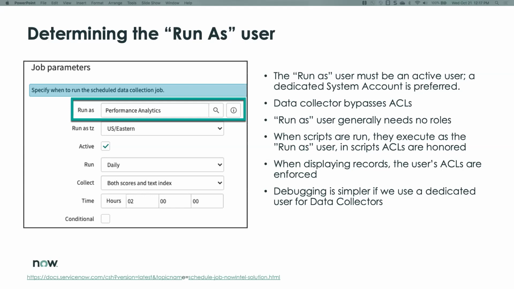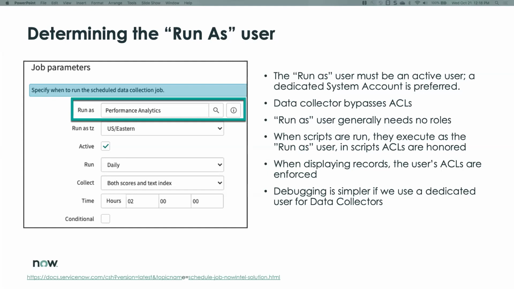So again, if you were to create a dedicated system account specifically for this, you don't have to worry about any roles that are needed inside of that account in order to run the data collection. If you're using scripts, they execute as the run as user, and ACLs are honored in scripts. So if there's a table that you're accessing inside of the script, understand that whatever ACLs are on that particular table, since you're calling it in the script, that run as user would need that in order to pull any of the data based on what the script is. And then obviously remember that when displaying any of these records, ACLs are enforced. If and when you need to debug a data collection, it'd be simpler if you're using a dedicated user account.